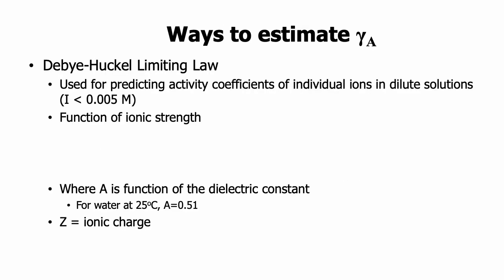There are various ways and empirical estimates to calculate the activity coefficient. For low ionic strength solutions, we can use the Debye-Huckel limiting law, which uses an empirical coefficient A equal to 0.51 and is a function of z squared. Again, we saw that the charge of the ion has a great effect on the electrostatic fields that it creates around it, and the ionic strength of the solution is raised to the half power.